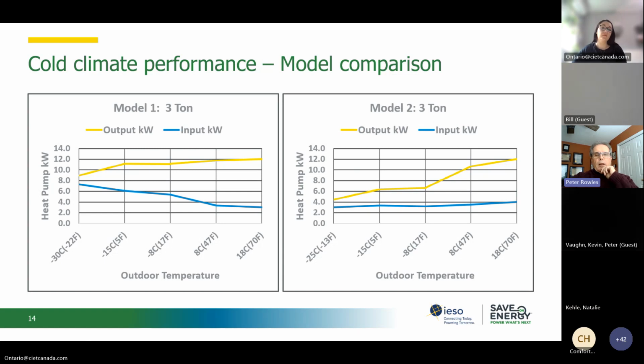Here we look at 2 different types of models depending on the design of the units. Heat pumps require more power at lower temperatures. The input power and the output power are shown here, the output being the yellow line and the input being the blue line. Model 1 requires more power at lower temperature, but has a higher output compared to Model 2. Model 1 is likely a variable speed type compressor, whereas Model 2 would be like a single speed. And you see that in the changes in the draw of the compressors.